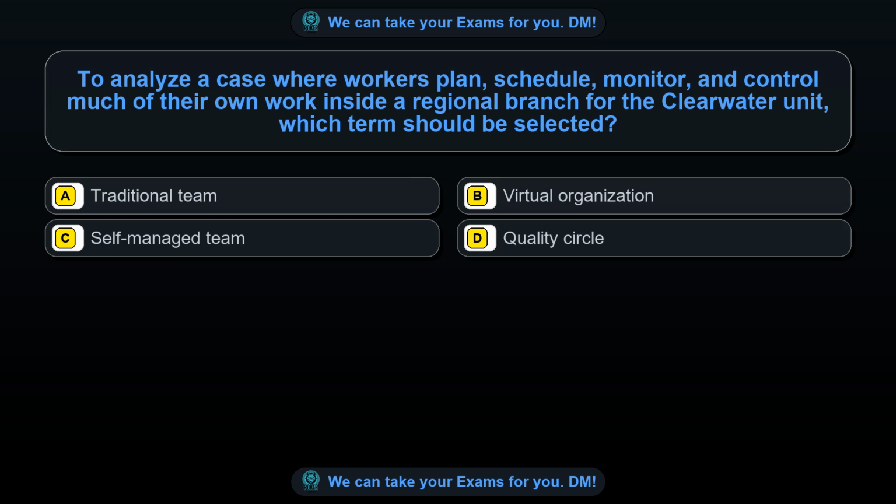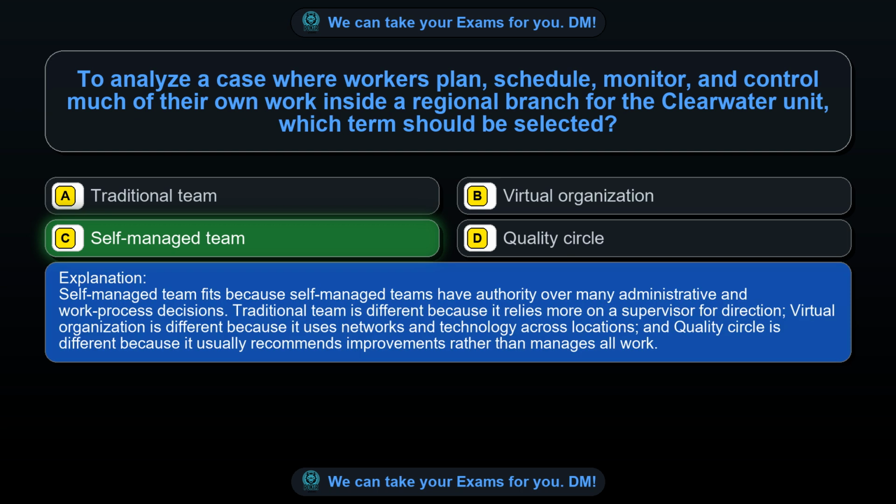Question 63. To analyze a case where workers plan, schedule, monitor, and control much of their own work inside a regional branch for the Clearwater unit, which term should be selected? Option A, traditional team. Option B, virtual organization. Option C, self-managed team. Option D, quality circle. The correct answer is option C, self-managed team.